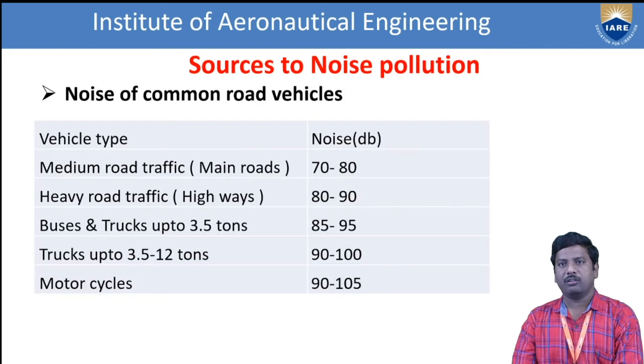So, what is the noise of common road vehicles? Vehicle type and noise measured in decibels. Medium road traffic on main roads is within the limits of 70 to 80 decibels, whereas heavy road traffic on highways will be 80 to 90 decibels. Buses and trucks up to 3.5 tons maintain 85 to 95 decibels. Trucks of 3.5 to 12 tons maintain 90 to 100 decibels. Motorcycles maintain 90 to 105 decibels.